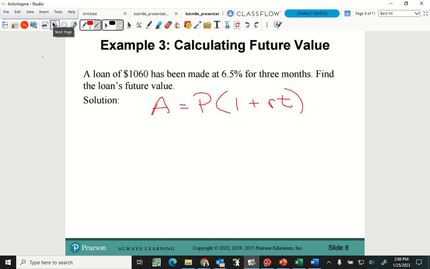Now, A stands for the future value, right? A is my future value. We're looking for a future value. P is going to be my principal. I got sidetracked here. So A equals 1060 parentheses 1 plus rate. My rate is going to be 0.